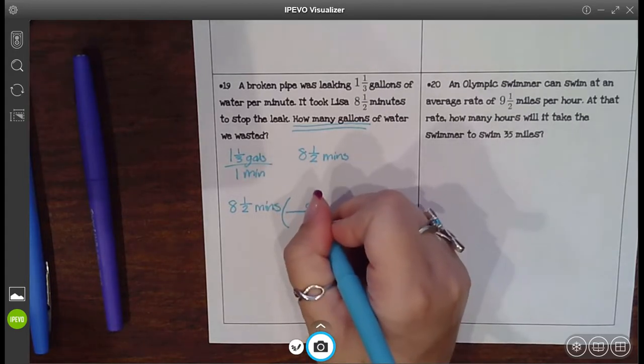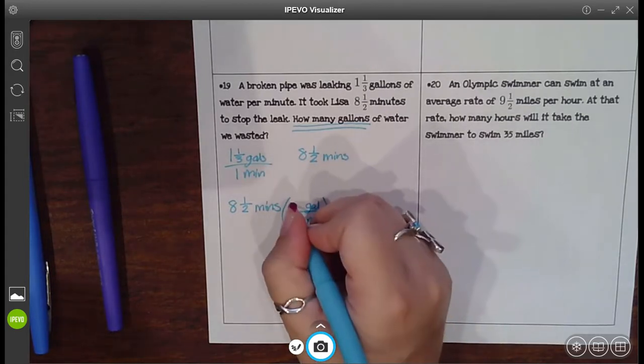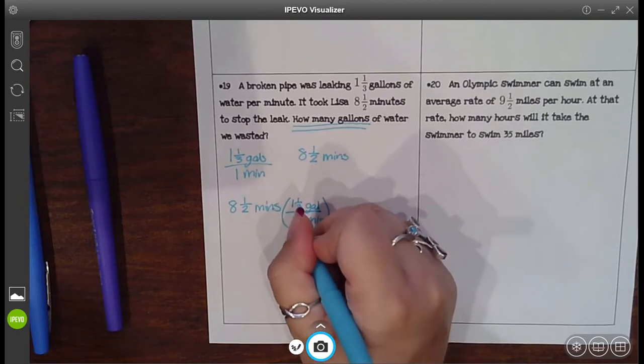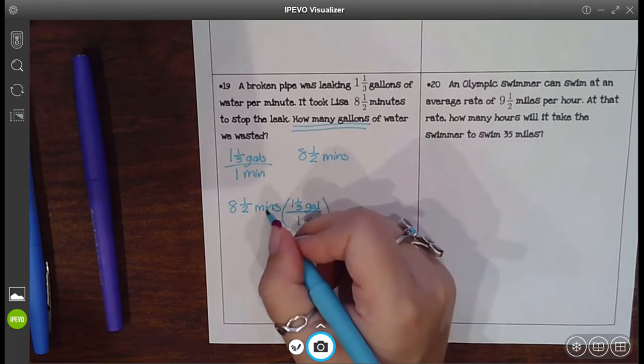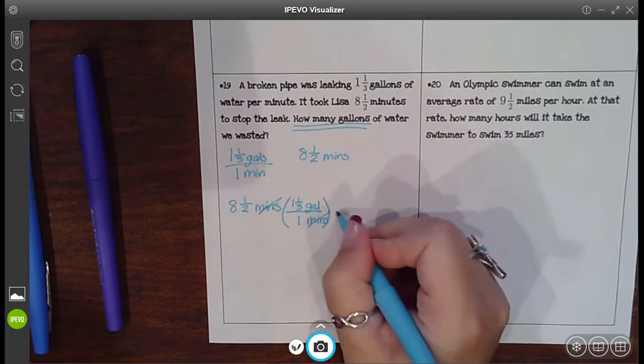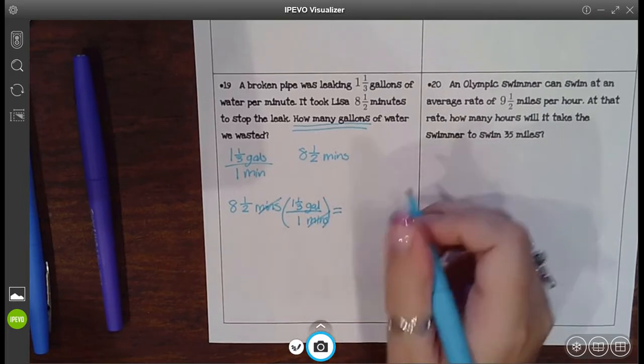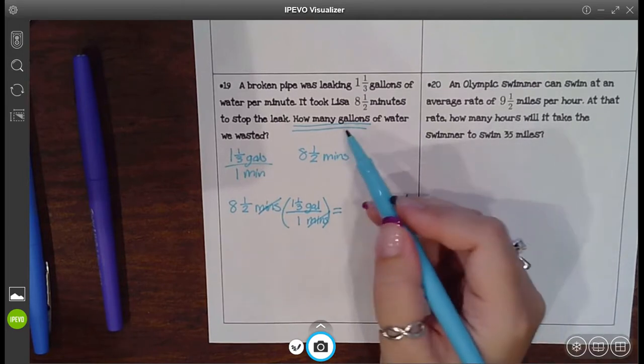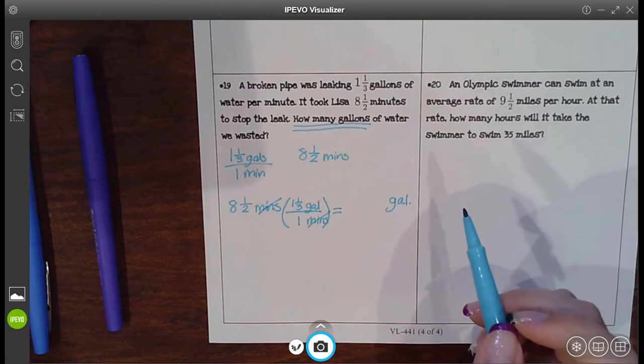So gallons is here. What number went with gallons? 1 1/3. What number went with minutes? 1. Okay, now the unit of minutes cross cancels, and all I'm left with is the unit of gallons, which is great because that's what I'm looking for, how many gallons of water was wasted.